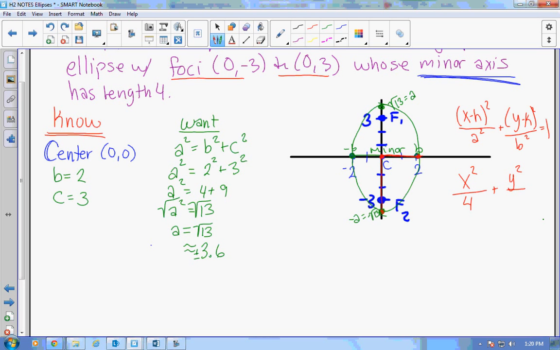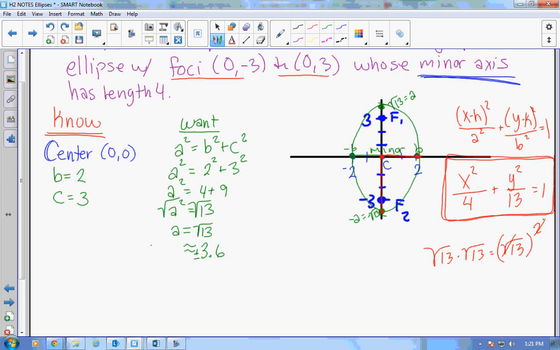What's root 13 squared? It's really easy. 13. Square root 13 times square root 13 equals square root 13 squared. Aren't squared and square roots inverses of each other and cancel each other out? So it's just 13 equals 1. That is the equation of our ellipse. Okay?